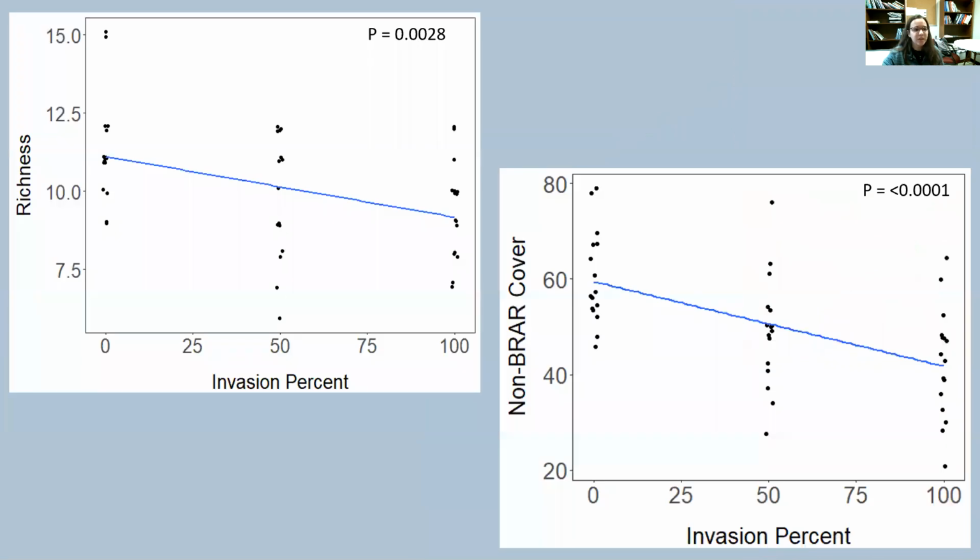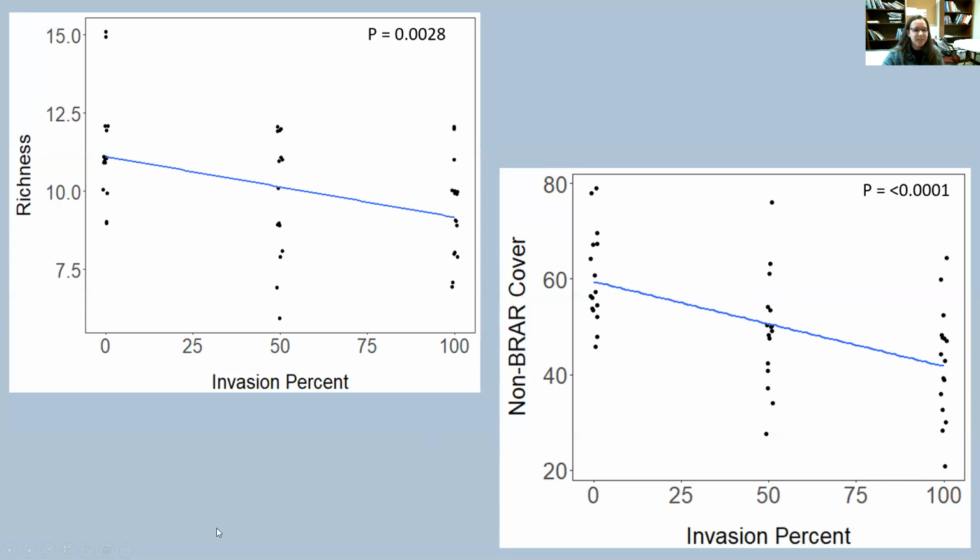So here are some of my preliminary results from the pre-treatment plant community data. On the x-axis, we have increasing invasion abundance, ranging from 0% to 100% of Bromus arvensis. And then on the left, we can see that as invasion abundance increases, plant species richness, which is the number of plant species in a plot, significantly decreases. Similarly, as invasion by Bromus arvensis increases, the cover or abundance of the native plant species significantly decreases.